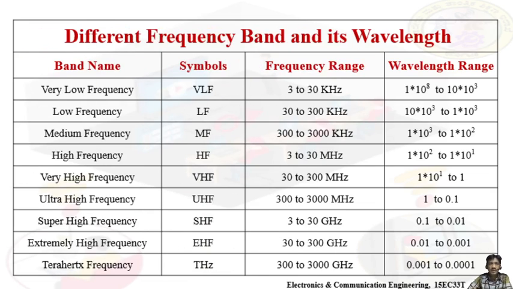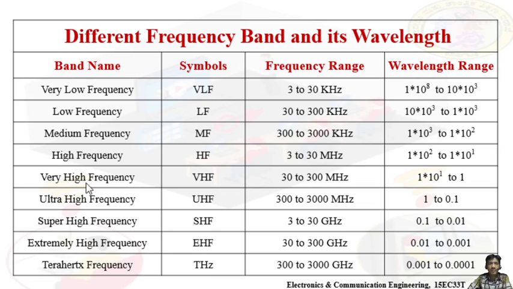You can see the different frequency bands and their wavelengths. Different frequency bands are given, that is VLF, LF, MF, HF, VHF, UHF, SHF, EHF, THF. A name is given for each frequency band, with a separate frequency range. For the very low frequency, the frequency range is from 3 to 30 kilohertz. In this case, the wavelength becomes 1 times 10 to the power of 5 to 10 times 10 to the power of 3.